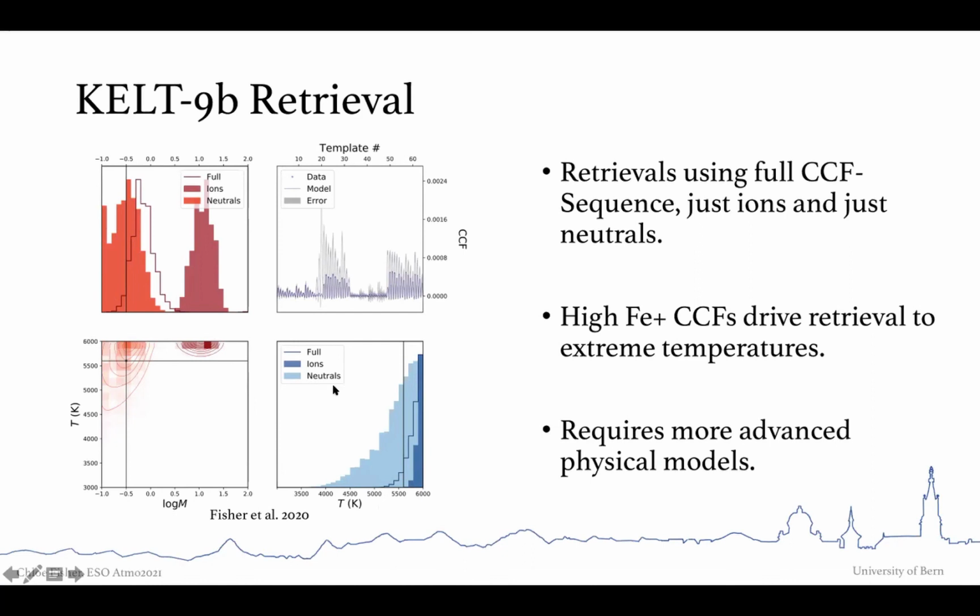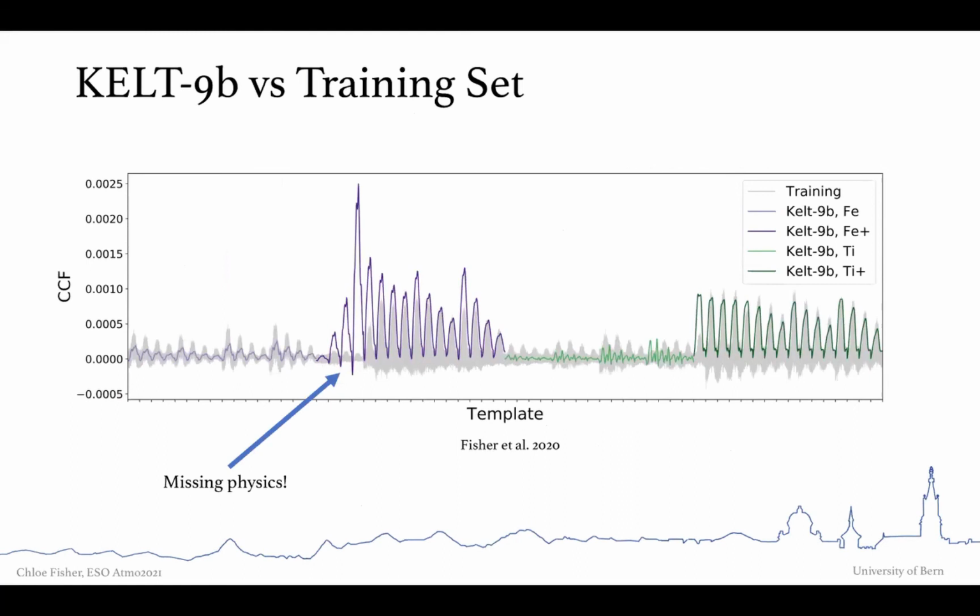And if you look at the fit that it's trying to do for the CCF sequence, you can see that the model can't reach the levels of the data. And that's because we found a lot of ionized iron in this planet. And that's really pushing the retrieval up to really extreme temperatures. But that's just indicating that we're missing some physics in the model, or we don't really know what's going on in this planet. And again, you can see this by looking at the training set. So the gray shaded area covers the whole training set versus the data. And again, you can see here where Fe plus is that it's really far away from the training set, which is generally a big no for machine learning. But at least it can tell you that something weird is going on.